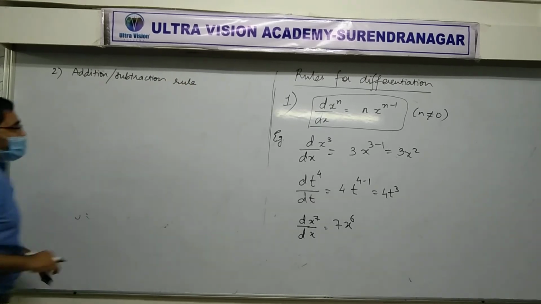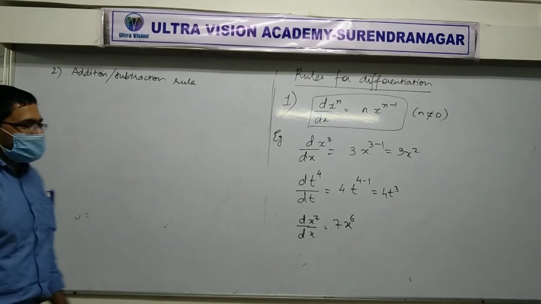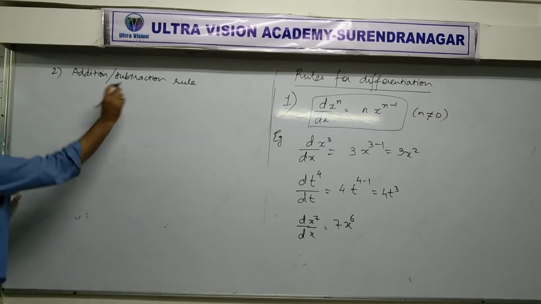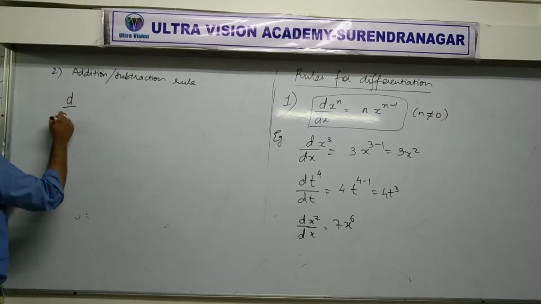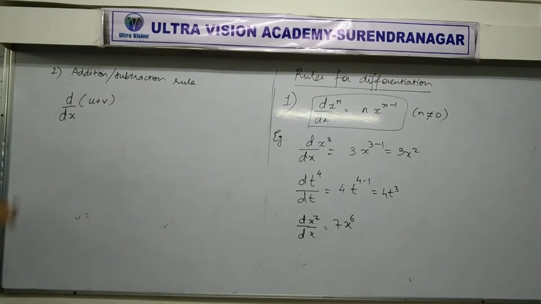Addition, subtraction. Nature hasn't really made them separate. It is us humans that have set positive and negative. Okay, addition and subtraction. So suppose you want to do differentiation of something of this type, u plus v.